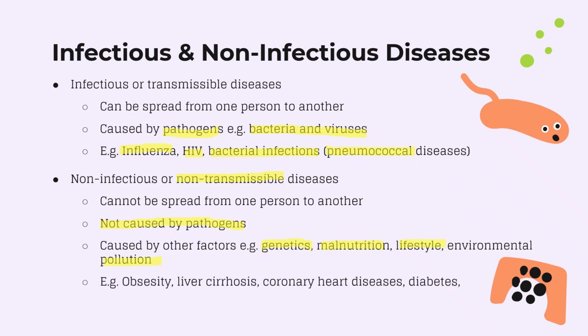Some examples are obesity, liver failure or liver cirrhosis, coronary heart diseases, diabetes, and one more, sickle cell anemia, which I will cover later in the chapter on molecular genetics, or inheritance. Sickle cell anemia is an inheritable disease. Inheritable means they can move from one generation to another, but they are not considered transmissible.